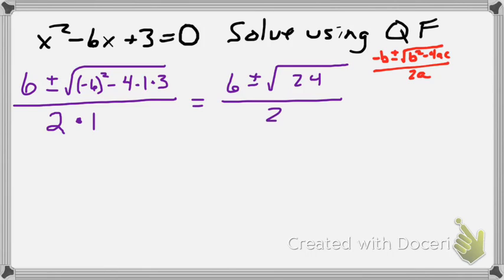24. Now what we have to do is we have to simplify the square root of 24 correctly. 24 is 3 times 2 times 2 times 2. So I have a pair of 2's and a lonely 3 and a lonely 2. And so root 24 is 2 root 6.